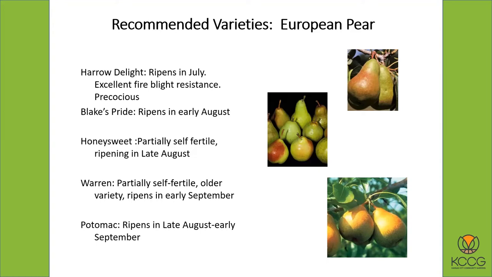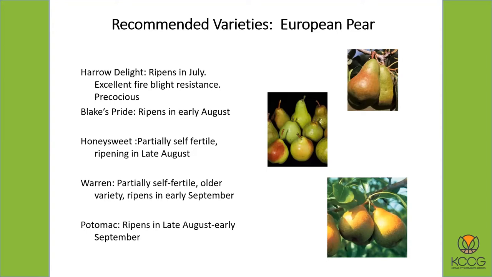And so with these, Haro Delight is a really nice one. It's the earliest ripening pear for our area, and it's typically the third week of July that it has a very large ripe crop of fruits. Precocious means that it starts bearing at a somewhat early age, which is a desired quality in European pears, because with some European pears it can take a little while before they start coming into full production. You're looking at maybe 5 years after planting, 5-6 years on some, to even get a partial production. Haro Delight comes into full production really after year 5 and 6.